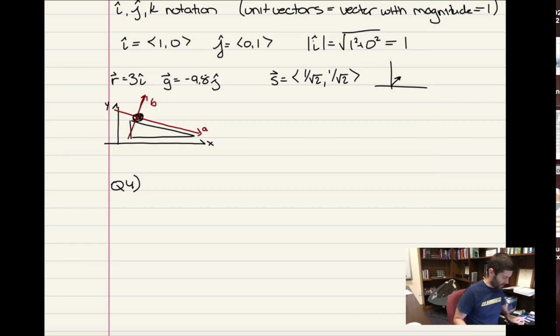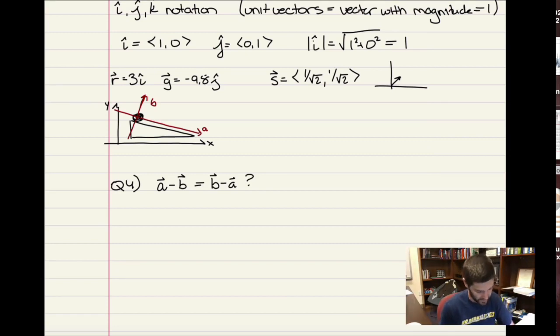Two vectors A and B are commutative when you add them together. Is subtraction also commutative? So that's asking, is this true for two vectors? We could answer this geometrically. We could also answer this using the components that we just came up with. Now, if we wanted to disprove this, we would just have to find one counterexample.